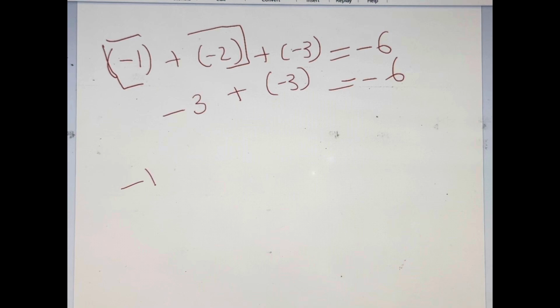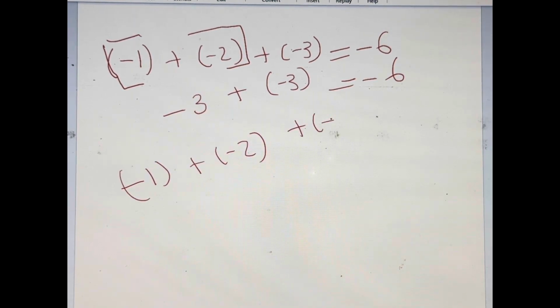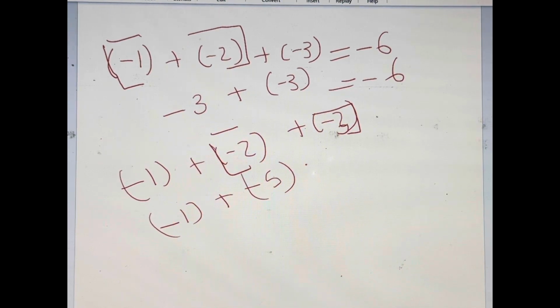Now if I change the order of addition, let us see what is the difference. So first I choose to add the last two numbers, that is minus 2 and minus 3. So minus 1 remains as it is. And minus 2 minus 3 gives you minus 5. Right. So again minus 1 minus 5 is minus 6. So here also, if we change the order, then if all of them are negative, we get the same answer.